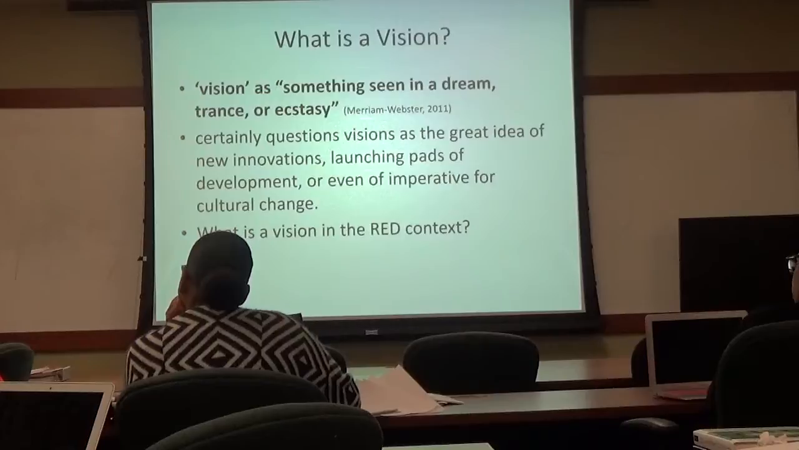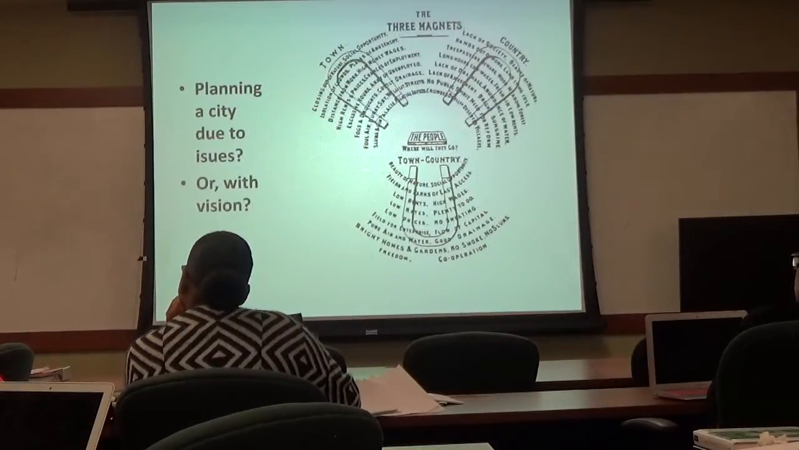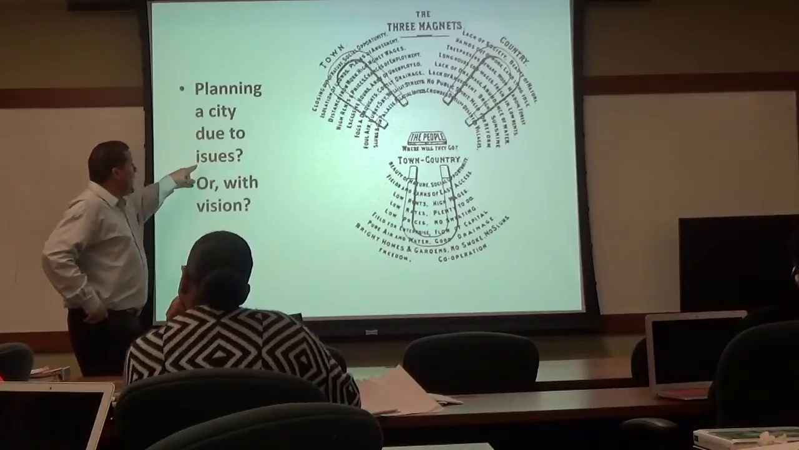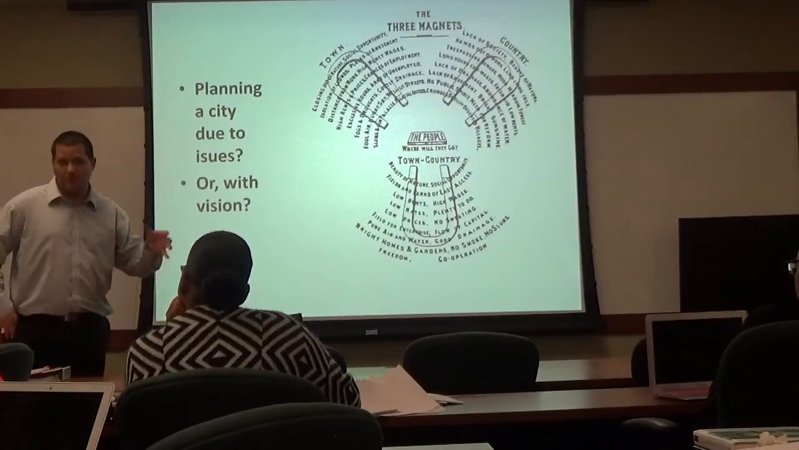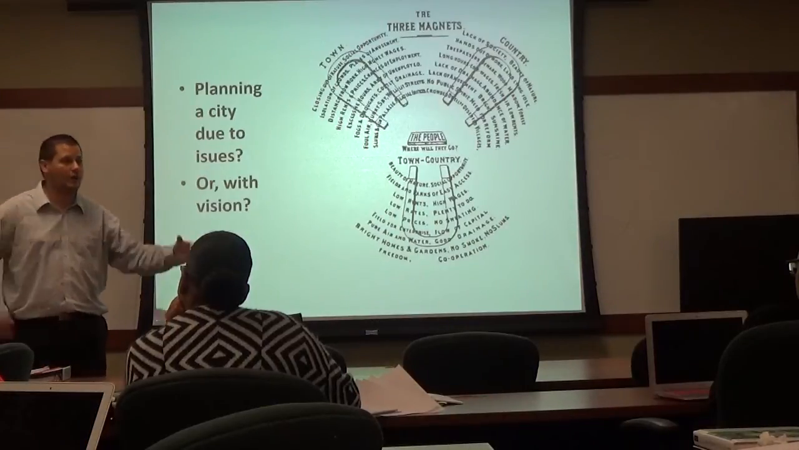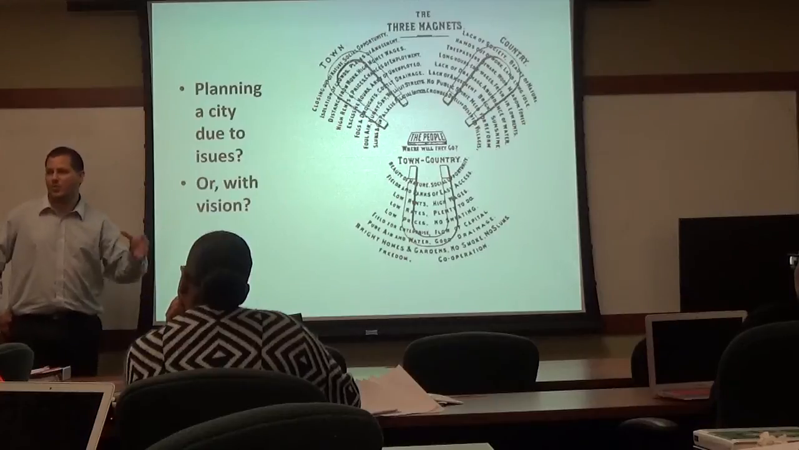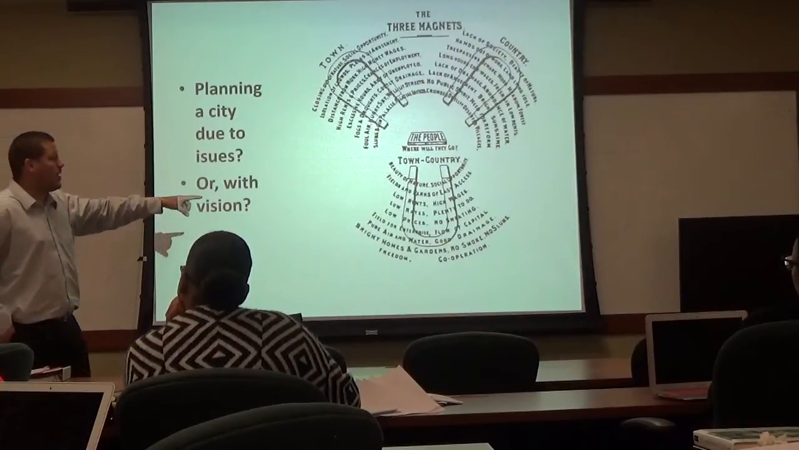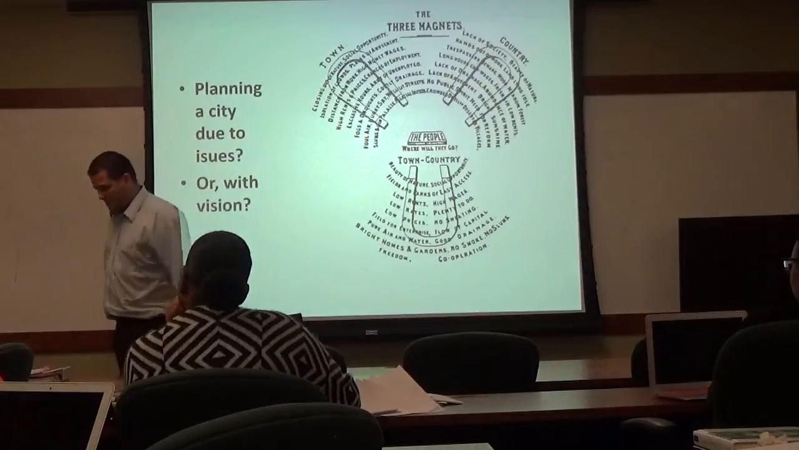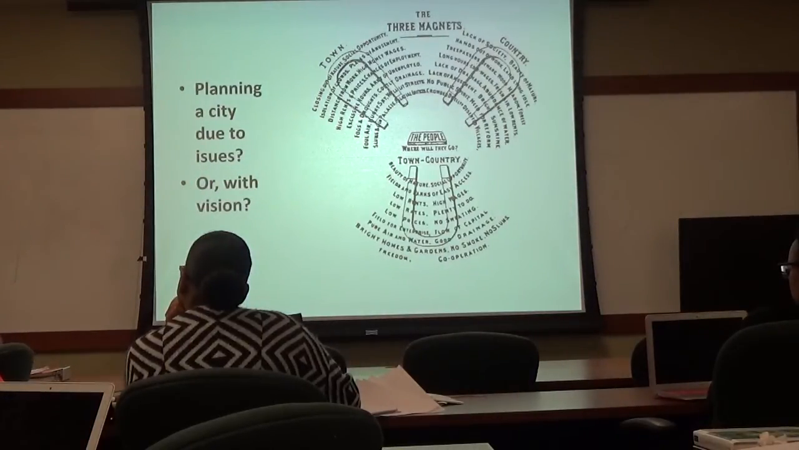All right. Another vision we had, this is running through the highlights of planning theory. Is planning a city due to issues, or with vision? The city walls we have seen resulted from conflict, war. Fortify your city so you protect your residents. That fell apart. This is an example, the three magnets, the town, the country and the town-country, of an accountant around 1902, thinking that the great city, this is a buzzword, the great city of London needed to be rebuilt because of all the filth and social injustice in that place.